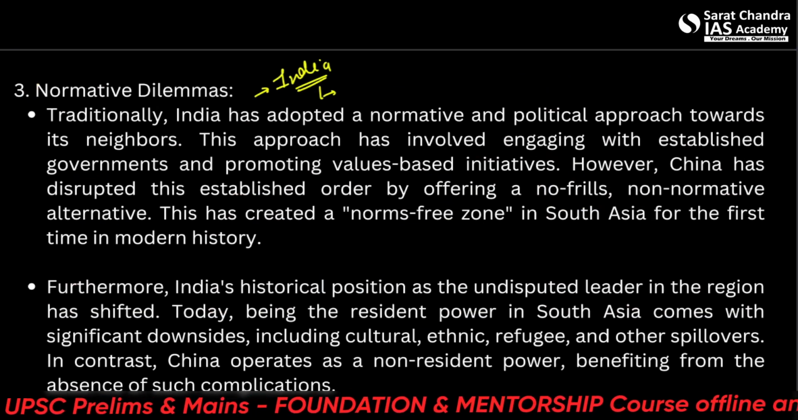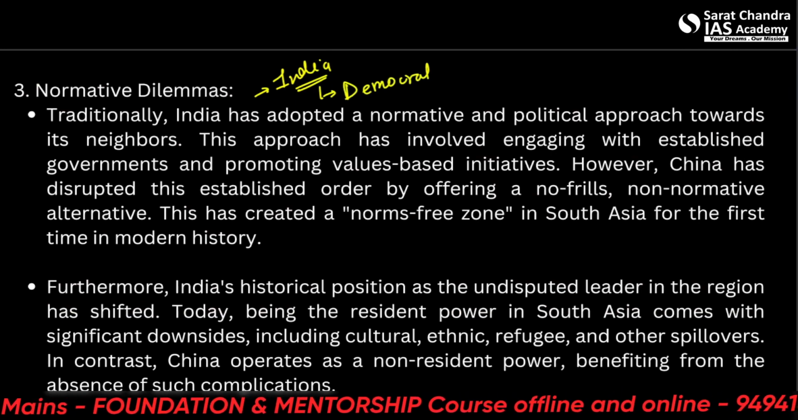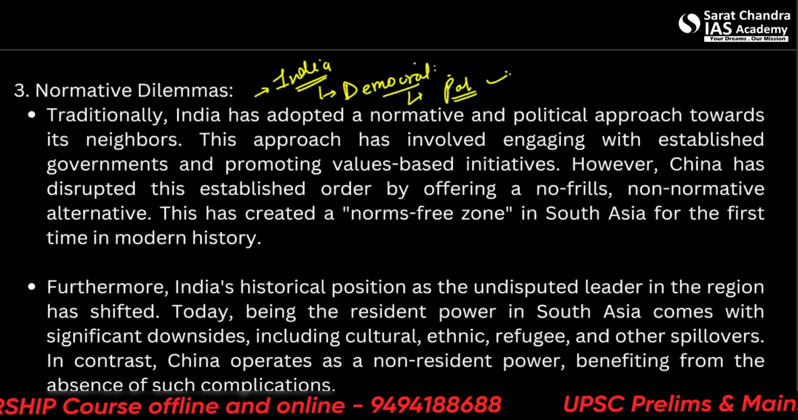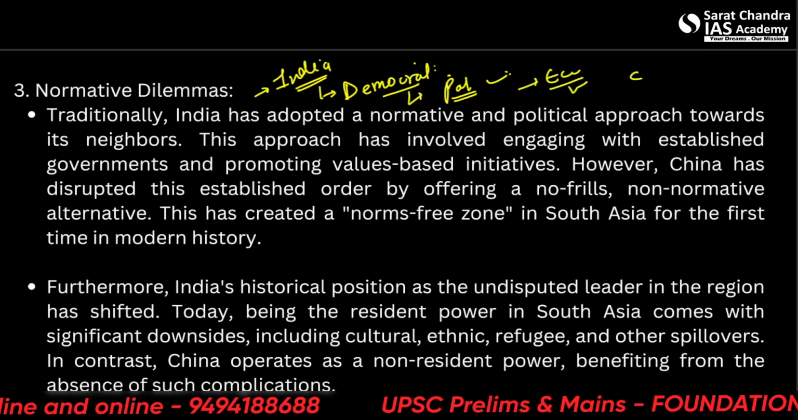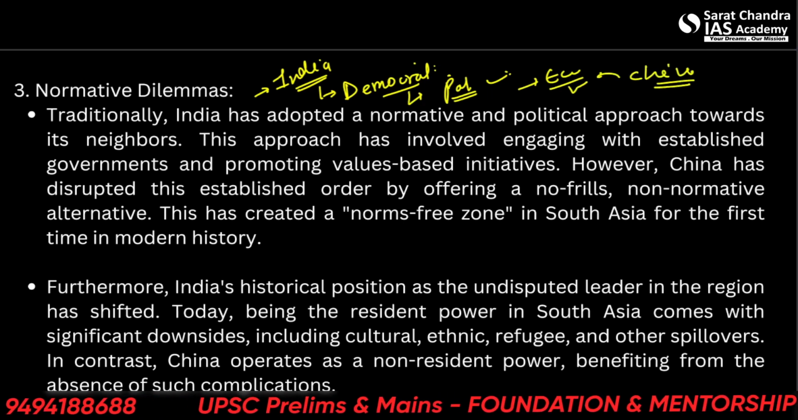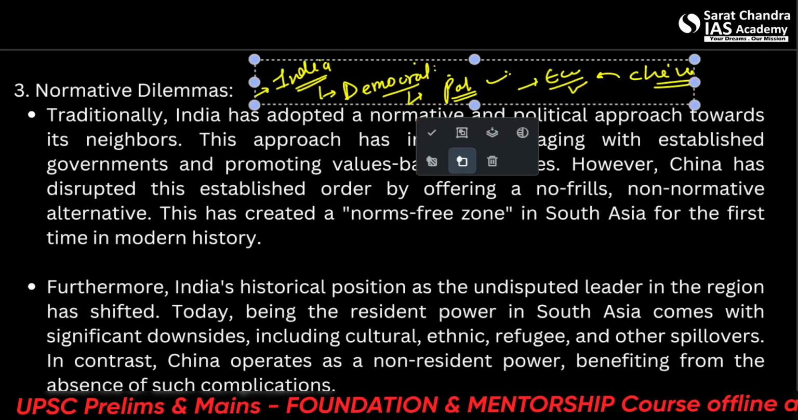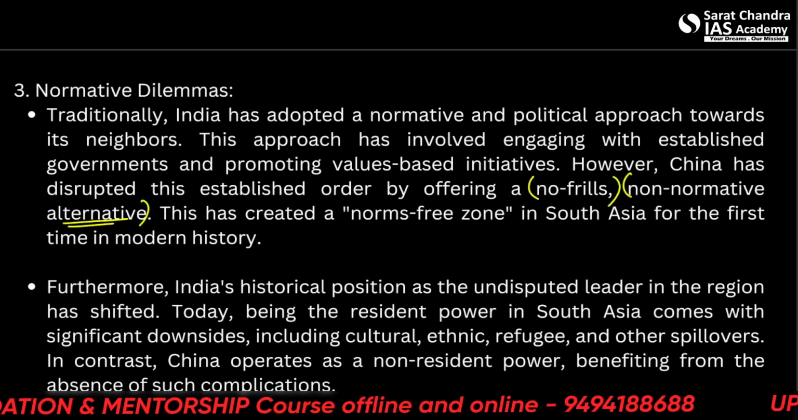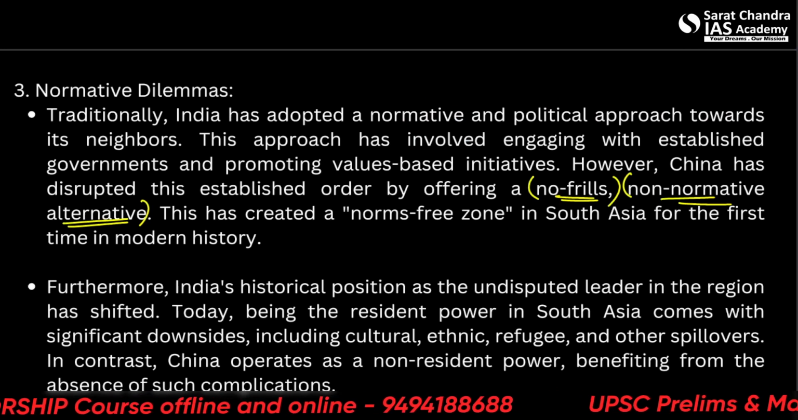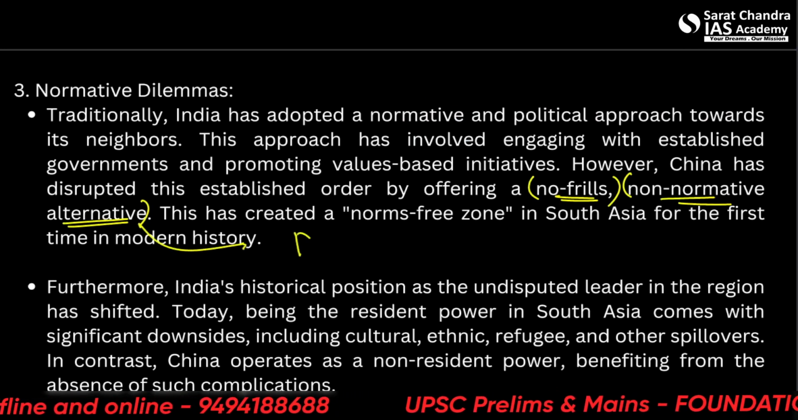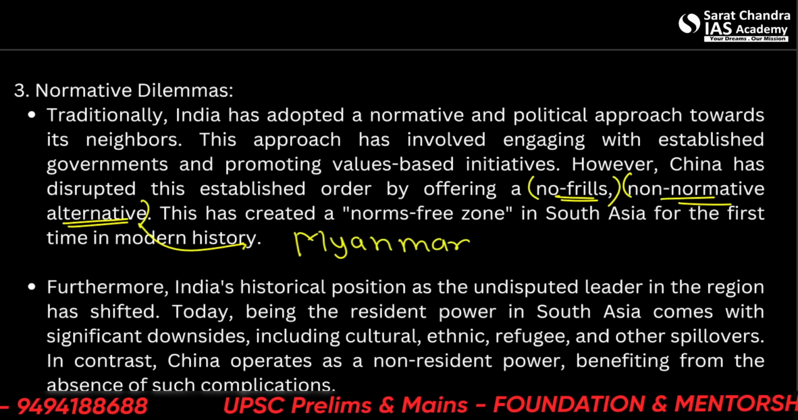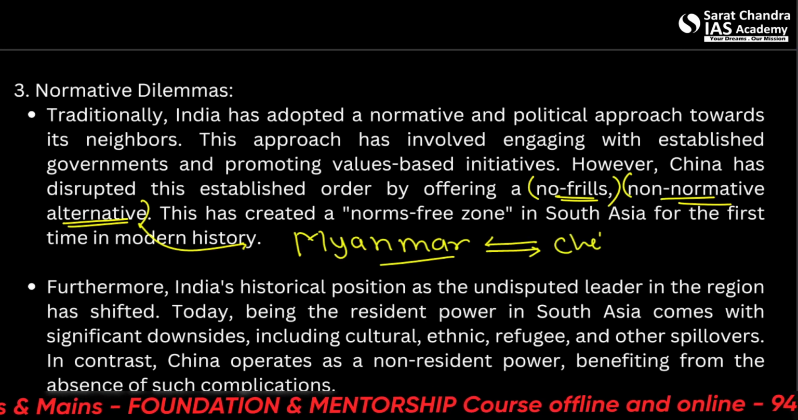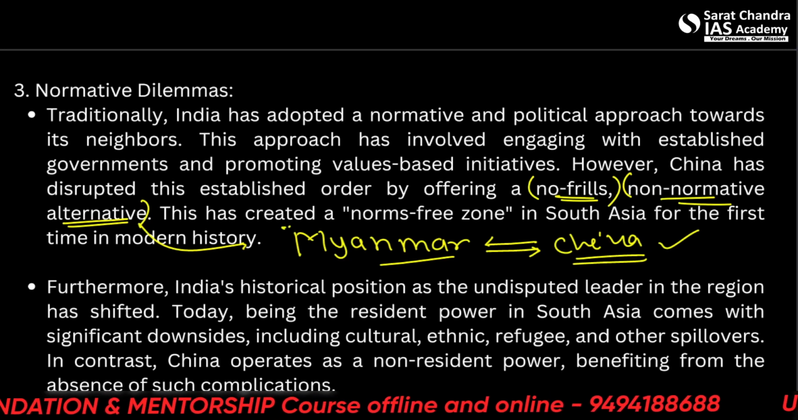India is a democratic country, and its policies have to be in line with what the population wants or what is beneficial for the population, whether it is economic imports, exports or other things. But China is an authoritarian country, and it doesn't have to think about its people much when it takes decisions. So China can offer these no frills, non-normative alternatives to any countries regarding their import-export, economic situation and other things. Let's say if there is something happening in Myanmar, India will stop trade with Myanmar because there is no democratic government in Myanmar, while China will keep on calling it normal.